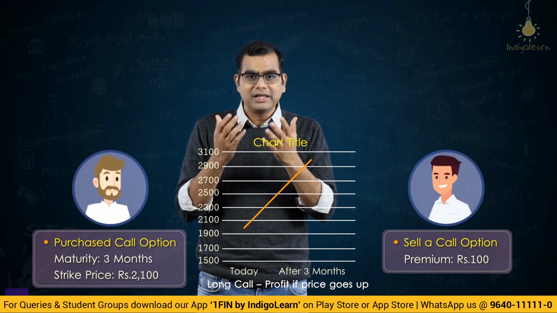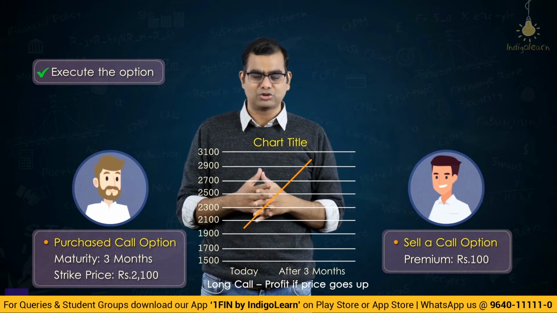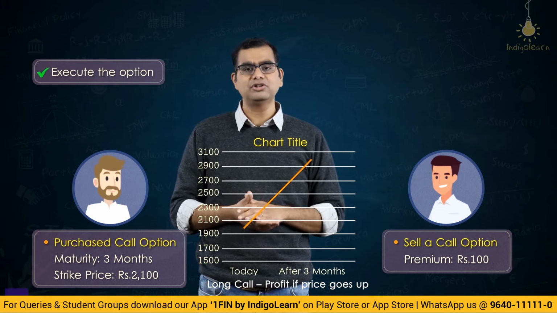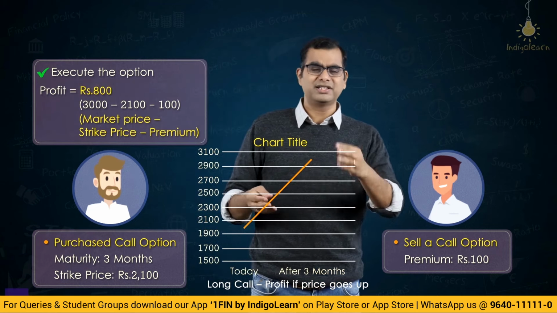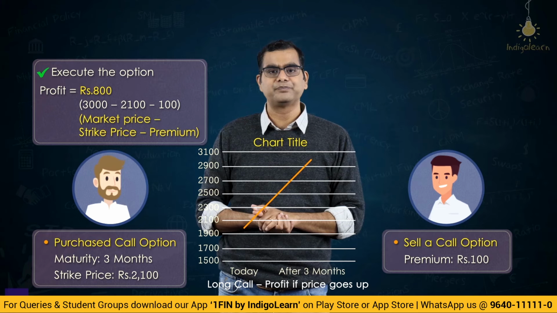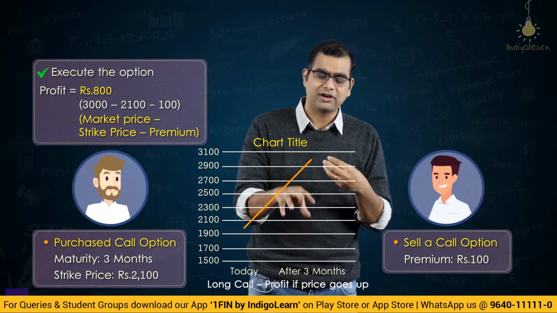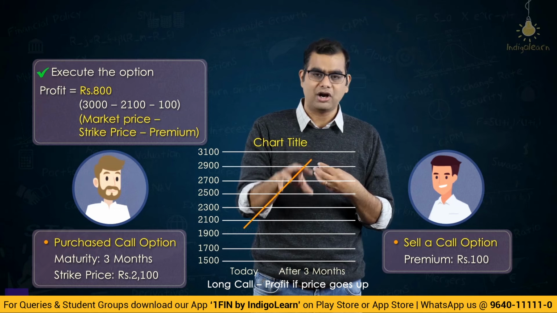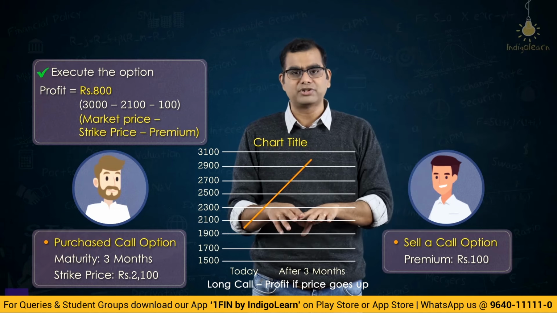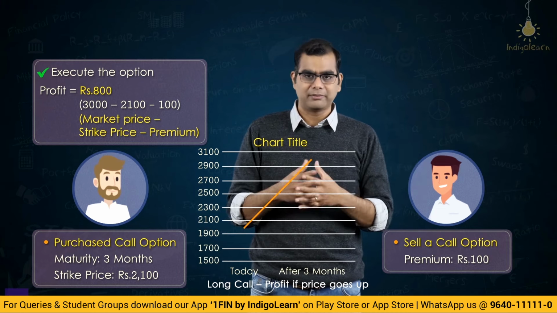How? You will buy from this poor call seller, whoever has sold you that right, at 2100, and then you will sell in the market at 3000. You have made 900 rupees profit. Initially, you paid 100 rupees premium, so 900 minus 100, 800 rupees is the profit. Correct? So when you buy a right to buy a share of a particular company at a future date, and the price goes up, when you are long on a call option and the price goes up, then you make money.